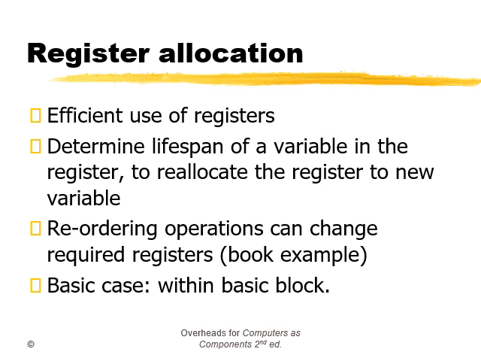So another way of program optimization is register allocation. We can optimize our program by efficient use of registers, determining the lifespan of a variable in the register, to reallocate the register to a new variable. Reordering operations can change the required registers, and you can see the example that is mentioned in your book, in the basic case within the basic block. So register allocation is a very important compilation phase.